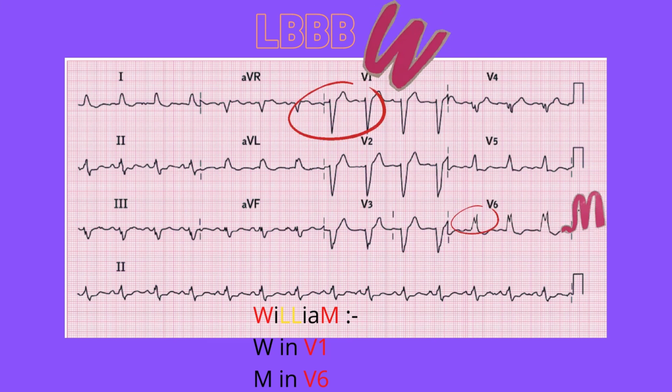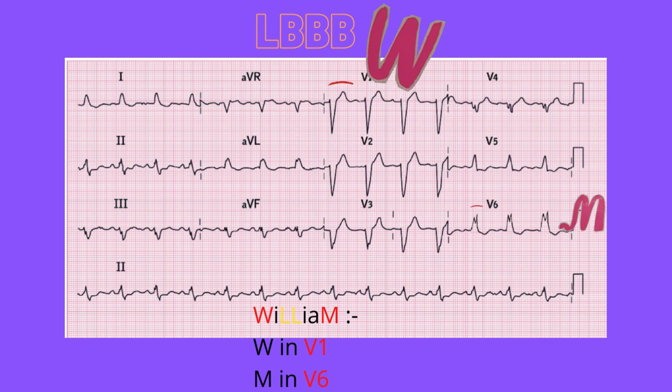Okay, the last one, left bundle branch block, LBBB. What happens in LBBB? W waveform in V1 and M waveform in V6.